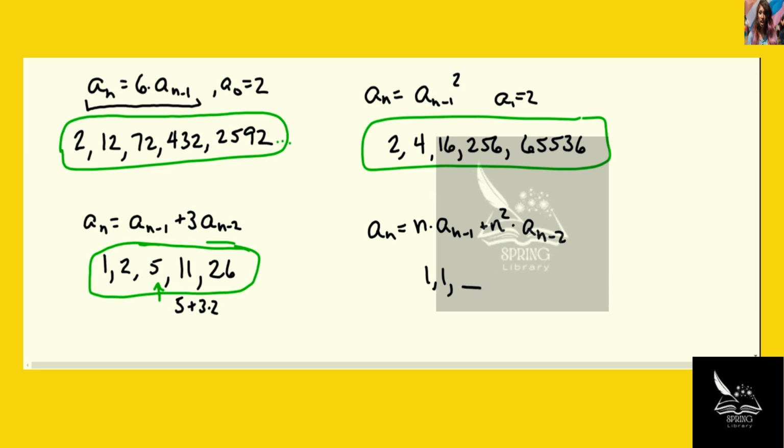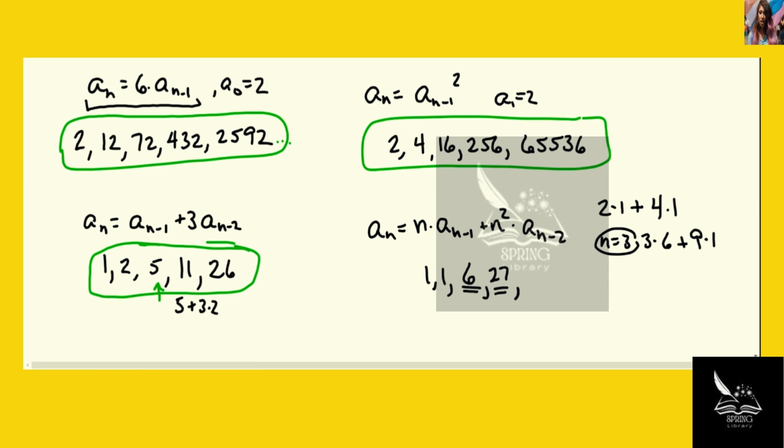So a sub 2, this one right here, I'm going to take 2, because that's the value of n, times the previous one. So 2 times 1. Again, n is 2, so 2 squared is 4, times the entry 2 previous, which is also 1. 2 plus 4 is 6. How about the next one? Now n is 3. So I have 3 times the prior one, so 3 times 6, plus n squared, since n is 3, that's 9, times the entry 2 previous, which is 1. So I have 18 plus 9, which is 27.